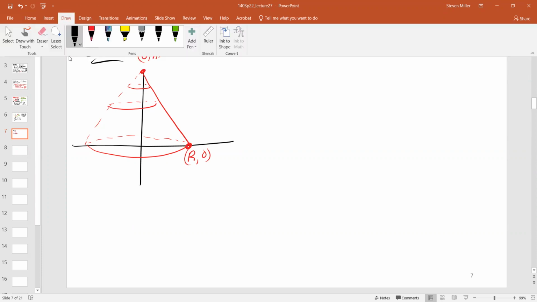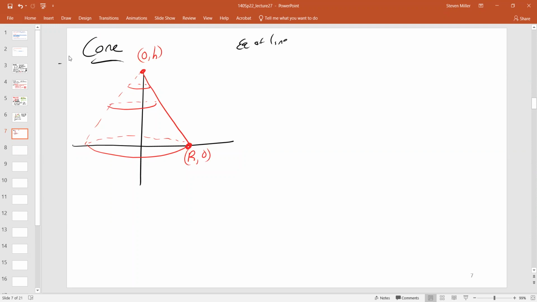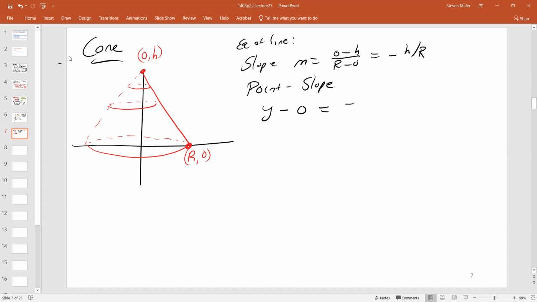So the first thing is we need the equation of the line. We have 2 points. How do you find the equation of the line going through 2 points? Good, so let's find the slope. The slope m is going to equal 0 minus h over r minus 0, which is negative h over r. And now we can do point slope, which is one of my favorites. We get y minus 0 equals negative h over r times x minus r. Or y is equal to negative h over r x plus h.